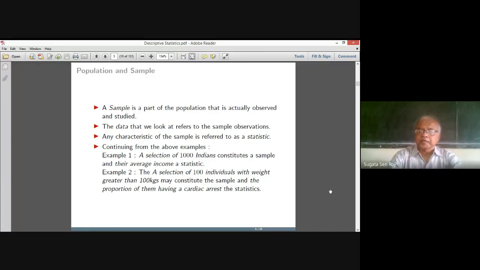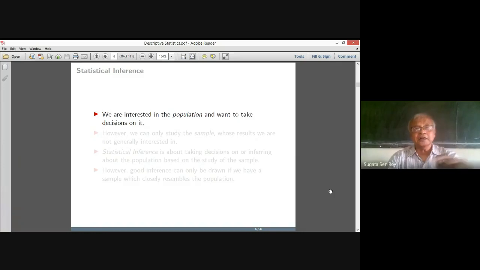Okay, so now we have two parts to it. One is the population, the other is the sample. And then we come to what is referred to as statistical inference. And this is something you'll be doing in a later class.